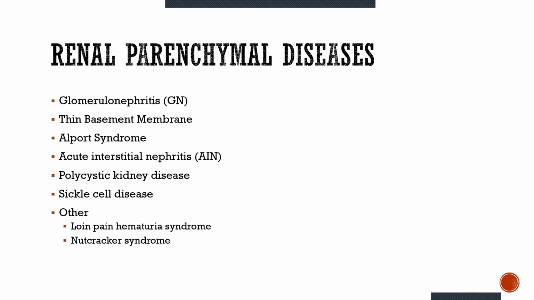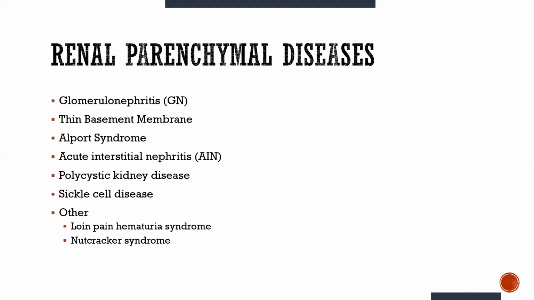Polycystic kidney disease, which is actually the 4th most common cause of CKD in BC. Sickle cell in our patients with African descent can cause microscopic hematuria. So if you have the right patient background, that's something to consider. And then there's other rare causes like something called loin pain hematuria syndrome, and nutcracker syndrome. And these are mostly diagnoses of exclusion.